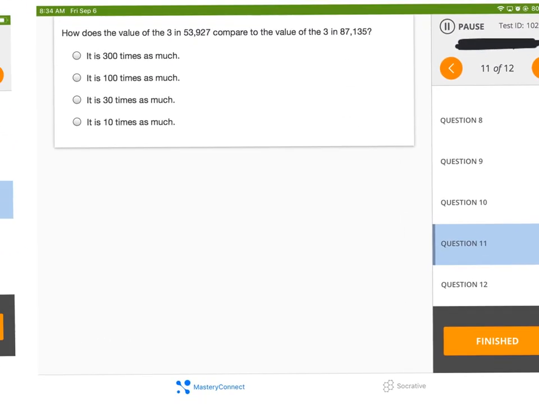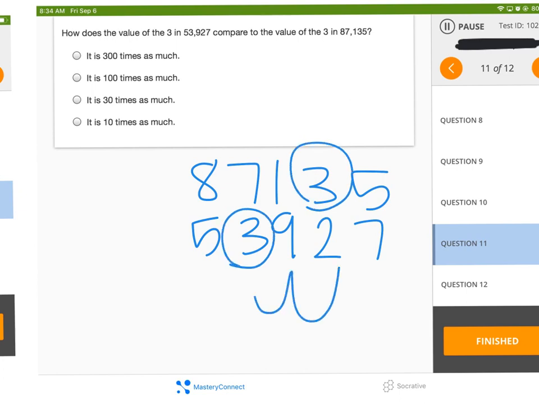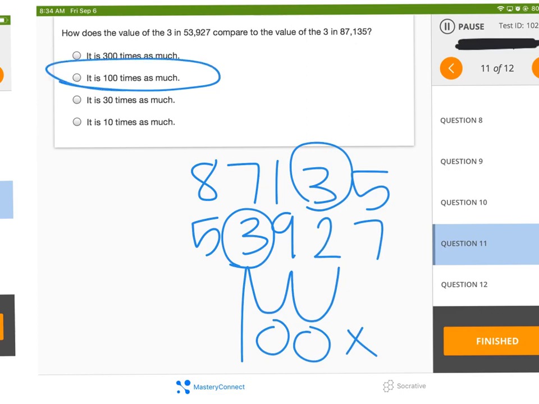We're doing the same thing here, except we're comparing the 3s. I'm going to write the numbers down. Whoop, I didn't need that line. I'm going to circle the numbers I'm comparing. I'm going to bounce over and draw a 1. I had 2 bounces, so that tells me it's 100 times as much.